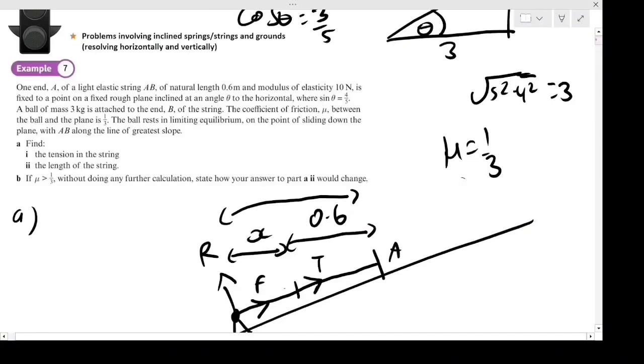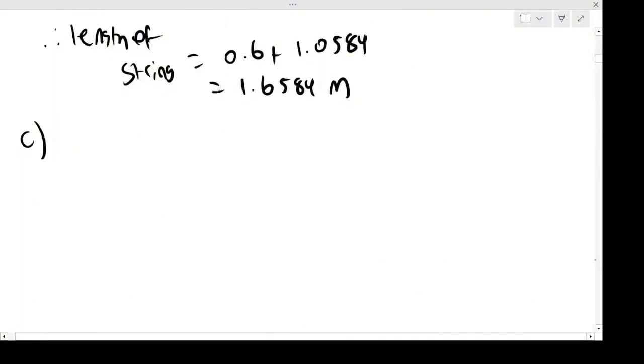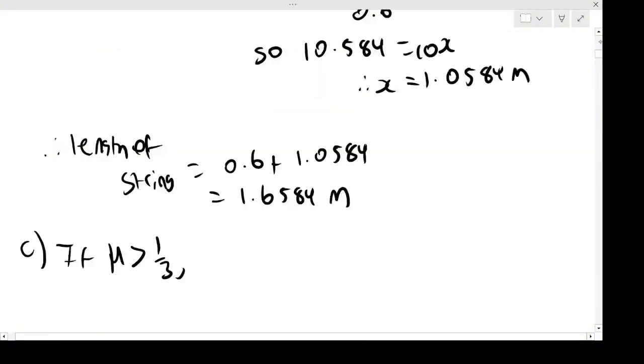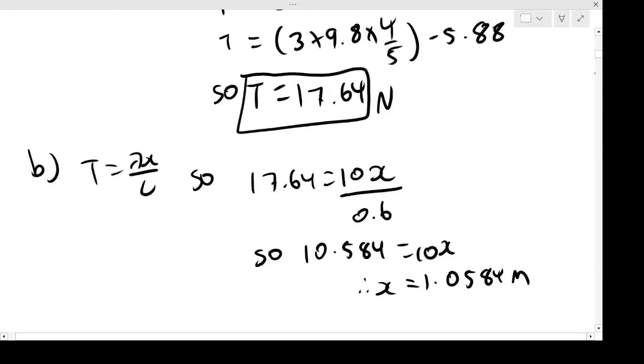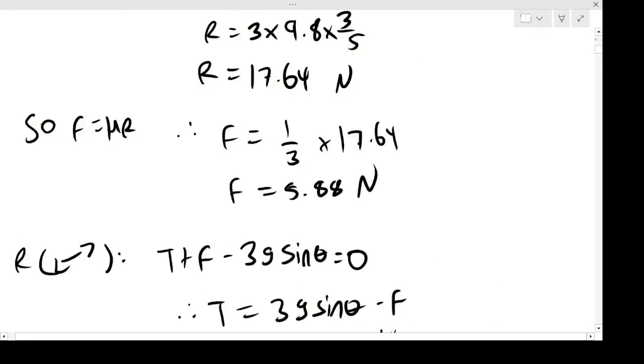We're told if mu is greater than a third, without doing any further calculation, state how your answer to part a(ii) would change. So how would the length of the string change if the coefficient of friction is bigger? There's two ways I guess you can think of this. You can think of this just mathematically. So if mu is greater than a third, what equation involves mu? Well, it's F equals mu R, right? Where did I do F equals mu R? Here. F equals mu R.